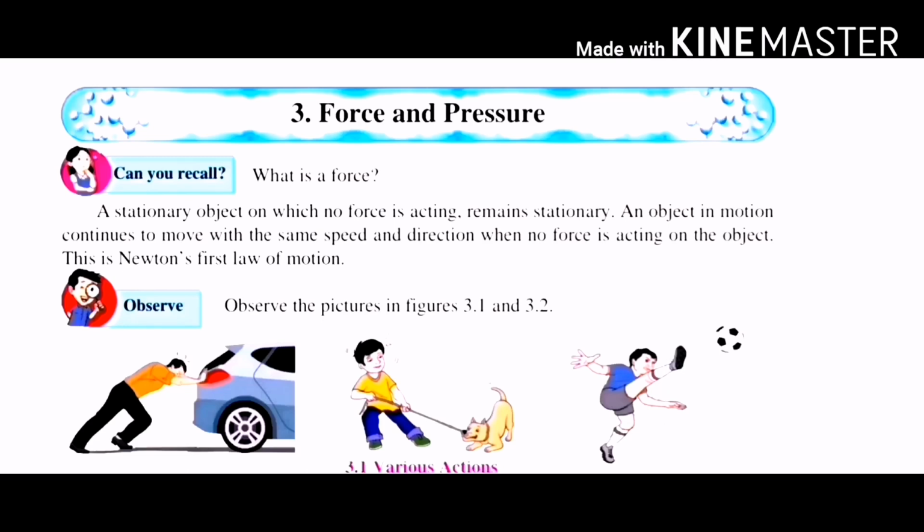Look at the first line of force: a stationary object on which no force is acting remains stationary. That means if we do not apply a force on any object, then that object remains stationary, meaning it can't change its position from one place to another. Now look at the next line: an object in motion continues to move with the same speed and direction when no force is acting on the object.